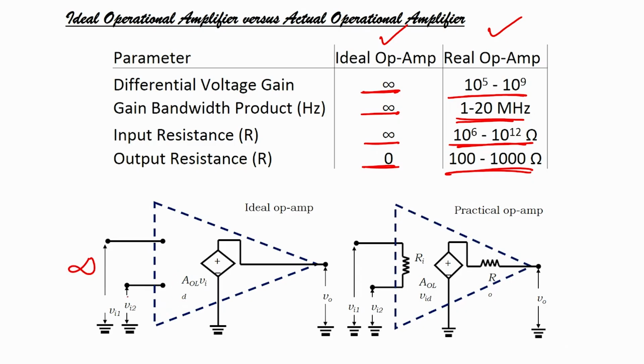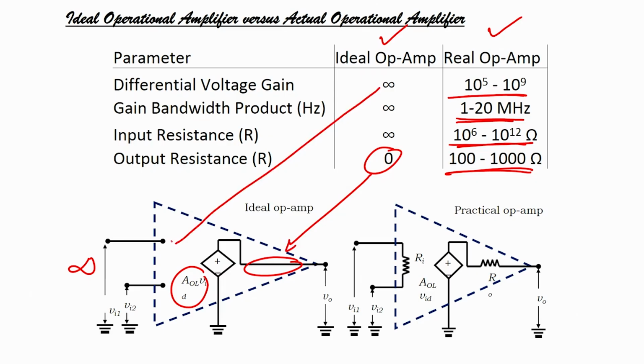So, if you apply voltage VI1, VI2, we can write like this, then you have an infinite gain, the open loop gain AOL times VID, right, and the output is connected directly. So, there is 0 resistance. You have to see this ideal op amp: it has 0 output resistance, differential voltage gain infinite, and input resistance infinite, you can see here.